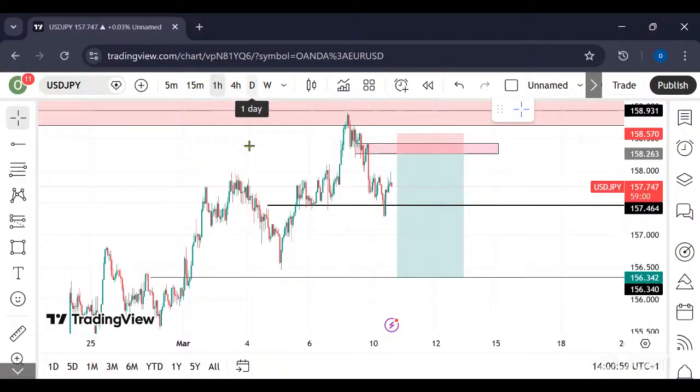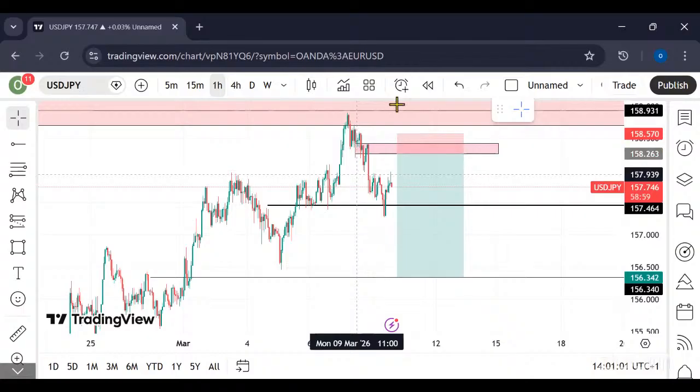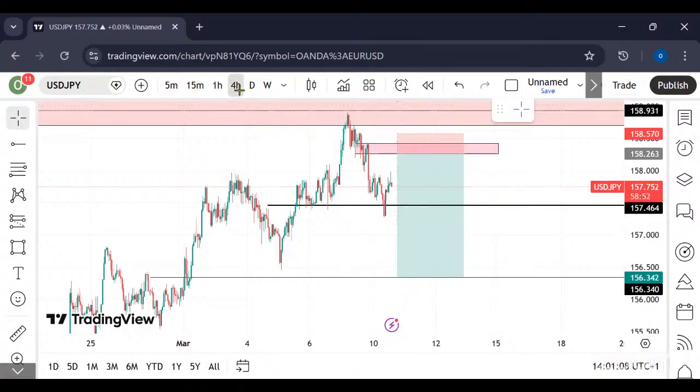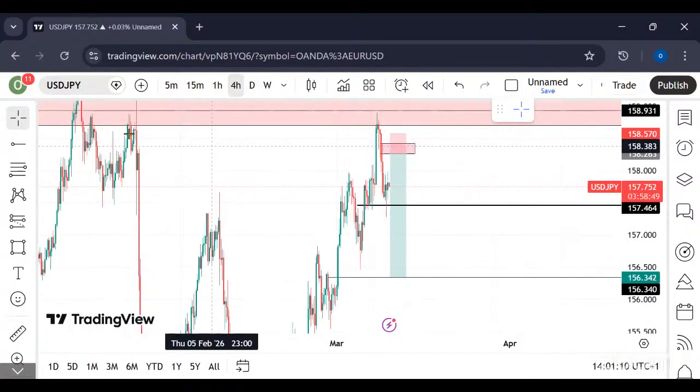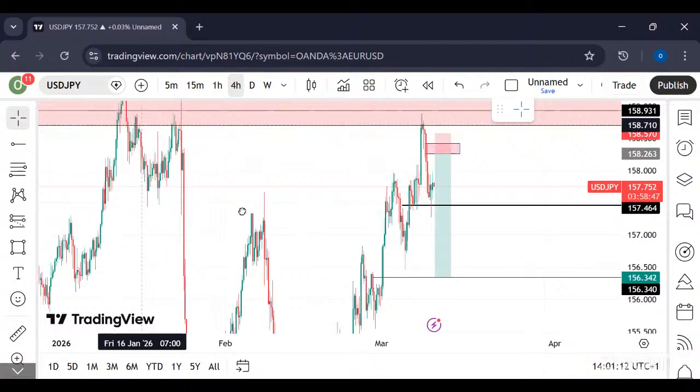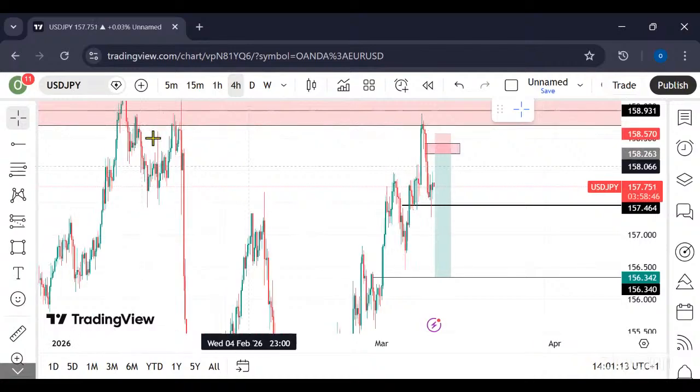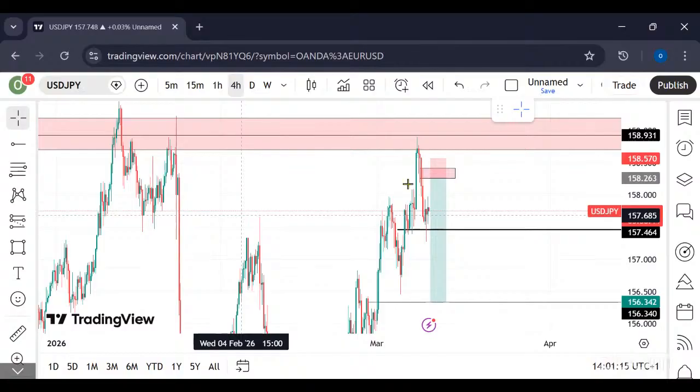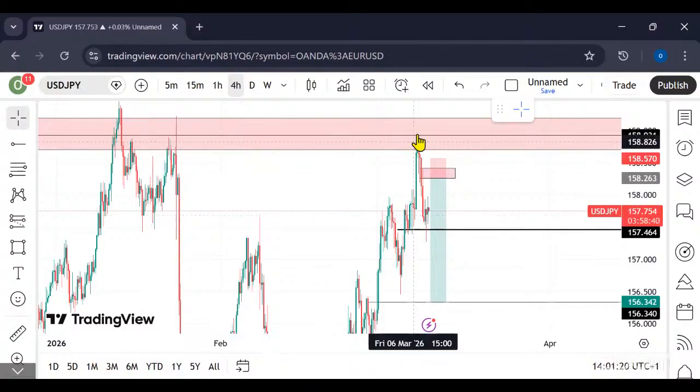Those people trading on the 15-minute time frame will be expecting the market to go higher. But if I click on the 4 hour time frame, you will see that there is a support here. You see this support area. Yes, sir. The market has already hit that support area.